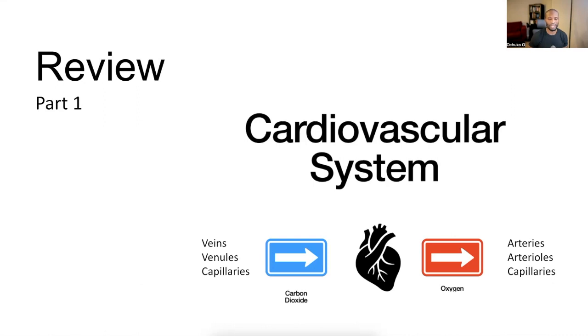So in combination, we see this being done through the arteries, arterioles, and capillaries, and that's how oxygen gets delivered to the body. And then on the other side, with the return of carbon dioxide, we see it going through the veins, venules, and the capillaries. And we said in combination, this makes up the cardiovascular system.